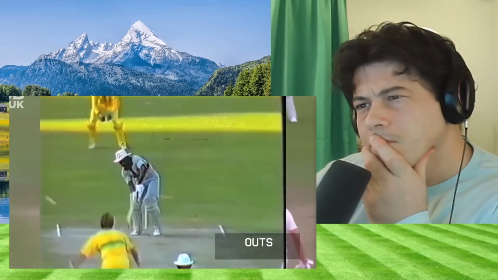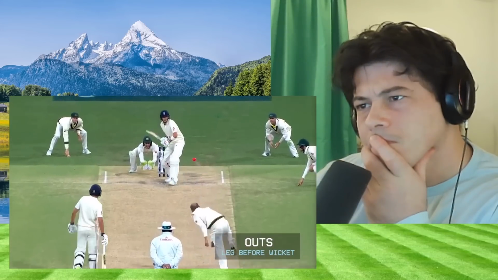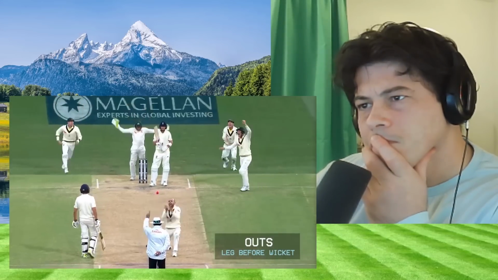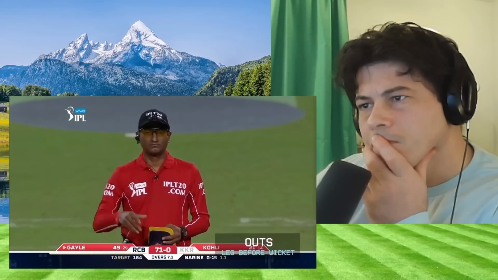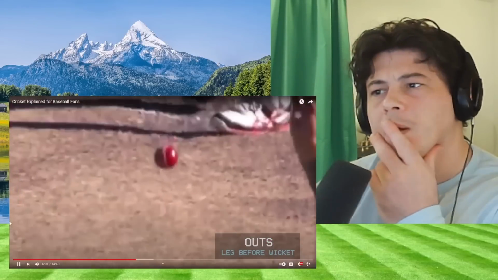A batter can also be called out if they allow the ball to hit them, and the umpire determines that the ball would have knocked the bails off the stumps if the batter had not interfered with their body.